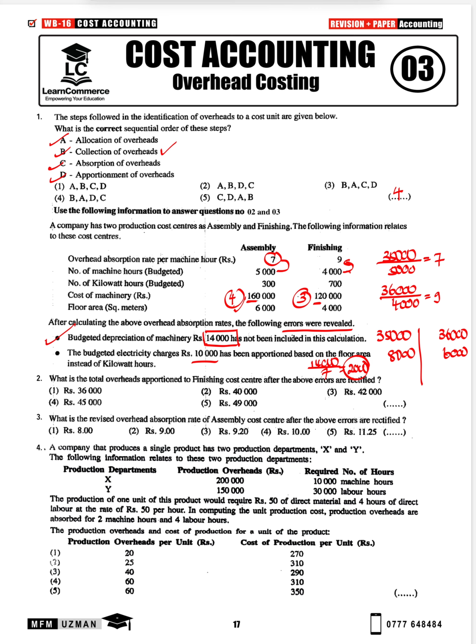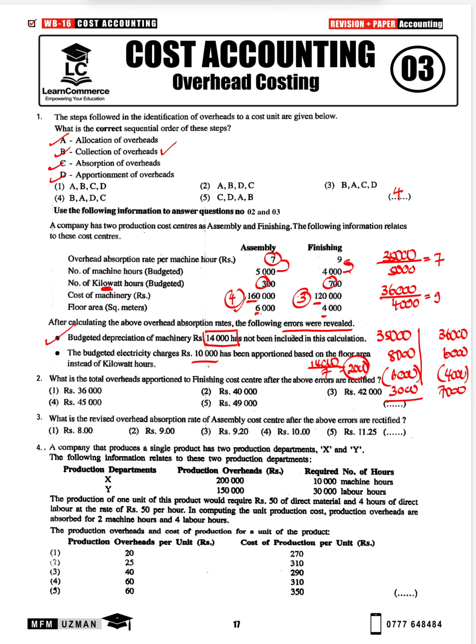Because they haven't allocated budgeted depreciation, we allocated it using the cost of machinery as the basis. Then the 10,000 had been apportioned based on floor area, 6:4, but kilowatt is the better option. So we have to cancel the way they had allocated it, the 6:4 based on floor area, and record it as 3:7. So 10,000 in 3:7 is 3,000 and 7,000.